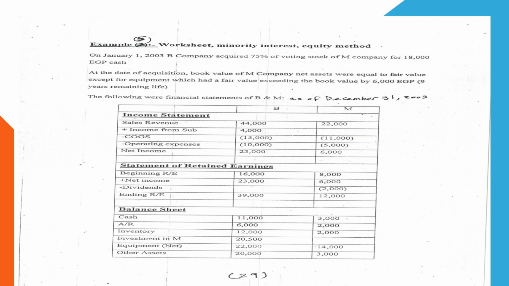Remember, we have three examples for cost. First one for cost, second one for cost. After this, we have equity. We have cost and equity, example 3, and example 4 only for equity and worksheet and 100% ownership.